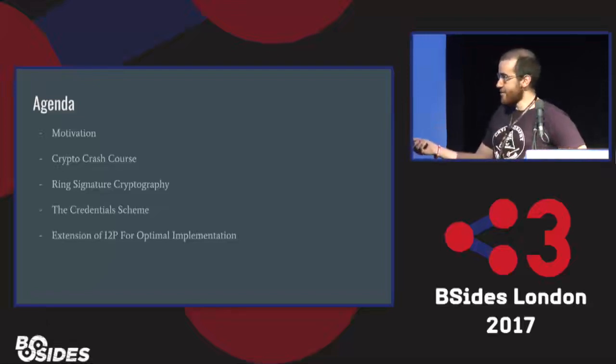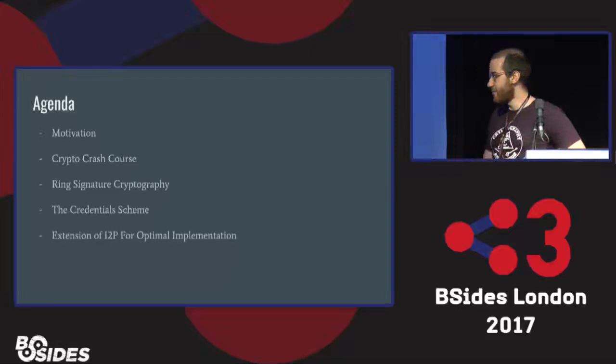Then we'll go through the credentials scheme, using the ring signatures for credentials. And after that, extensions of I2P for the real implementation. I2P being the Invisible Internet Project. It's like Tor, but darknet only.